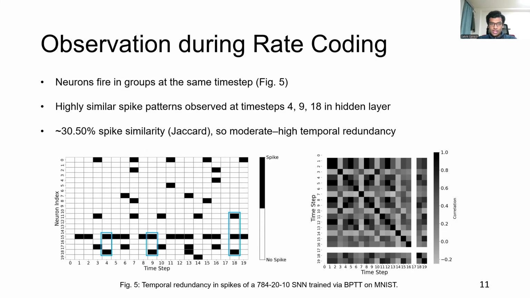This is something that we observed during rate coding. We found that some neurons fire in groups at the same time step, as shown in figure 5. We found that highly similar spike patterns were observed at time steps 4, 9, and 18 in the hidden layer. Upon doing similarity calculation using Jaccard, we found 30.5% spike similarity, which indicates moderate to high temporal redundancy.